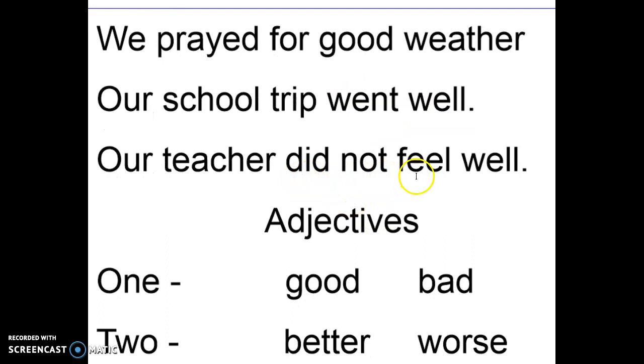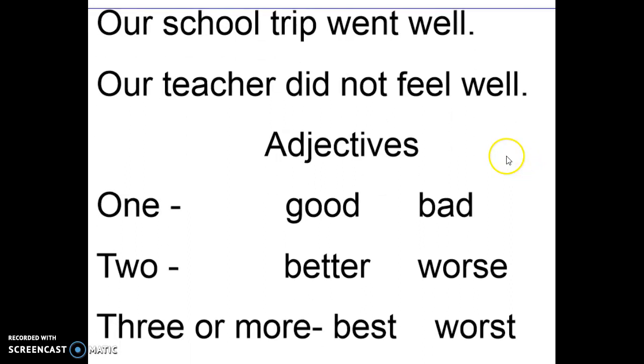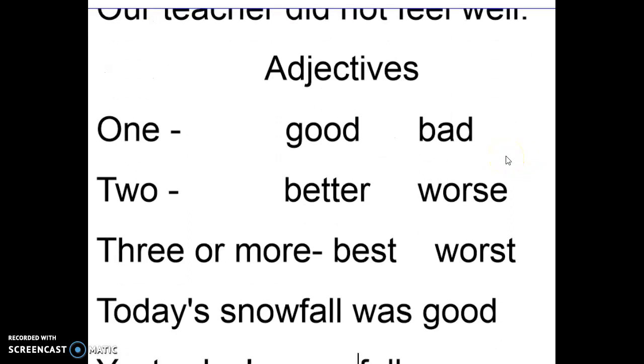Then you have the third example. Our teacher did not feel well. This is talking about a person's health. So in this sentence, well is used as an adjective, and only in the instance of someone's health do you describe it as well. All right, so going back over what we just read, if you're going to compare an adjective either being in the positive or in the negative, then you're going to say good. The food was good. The weather was bad.